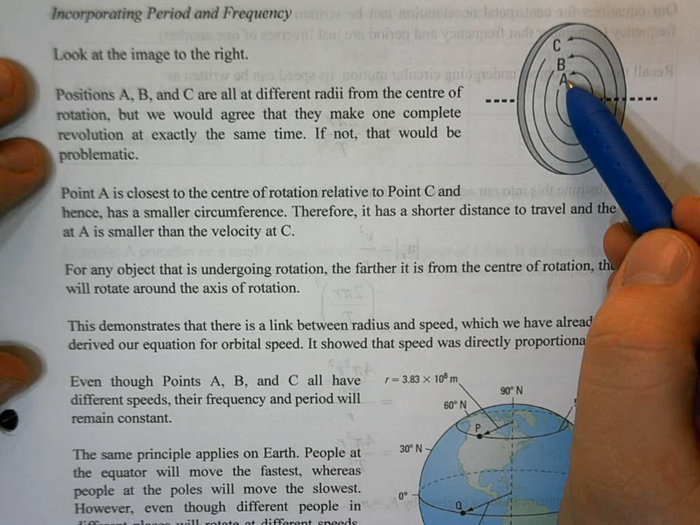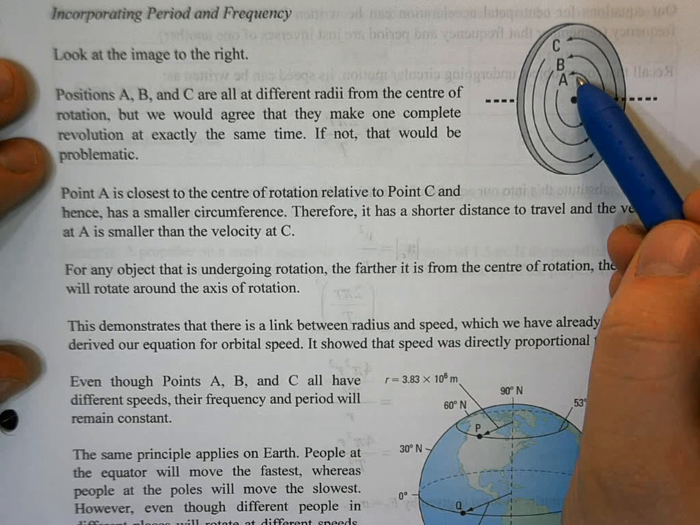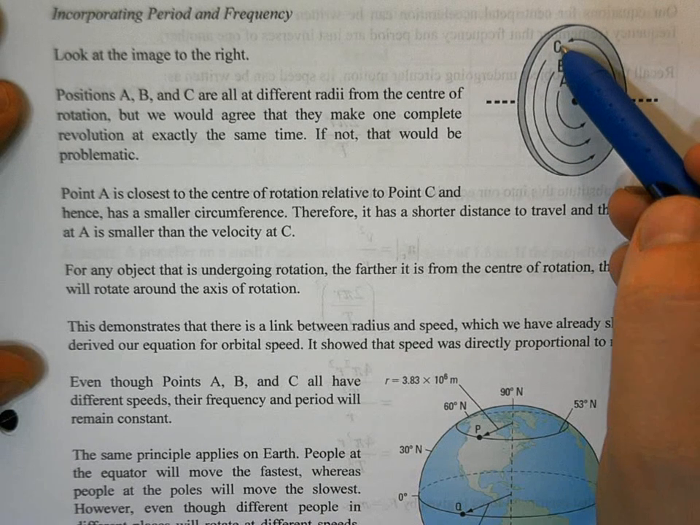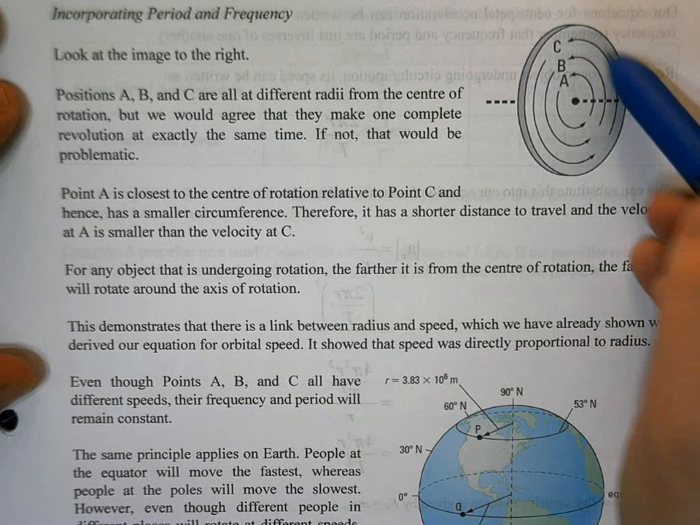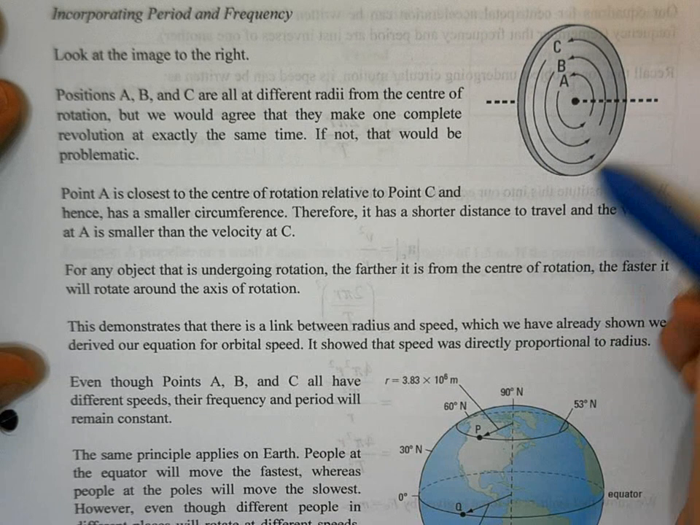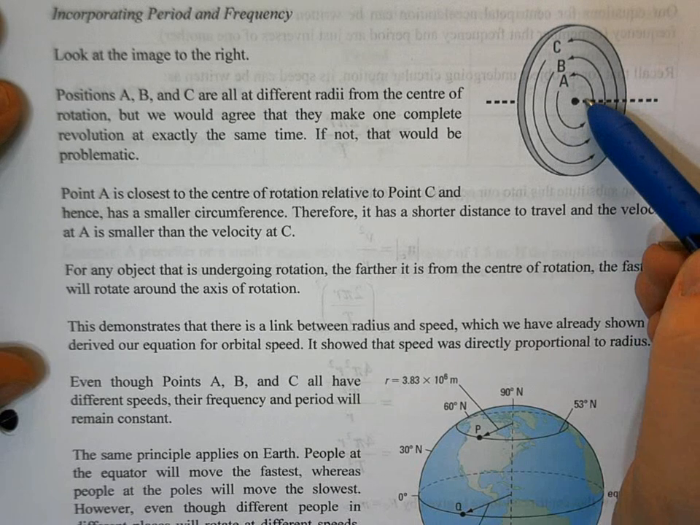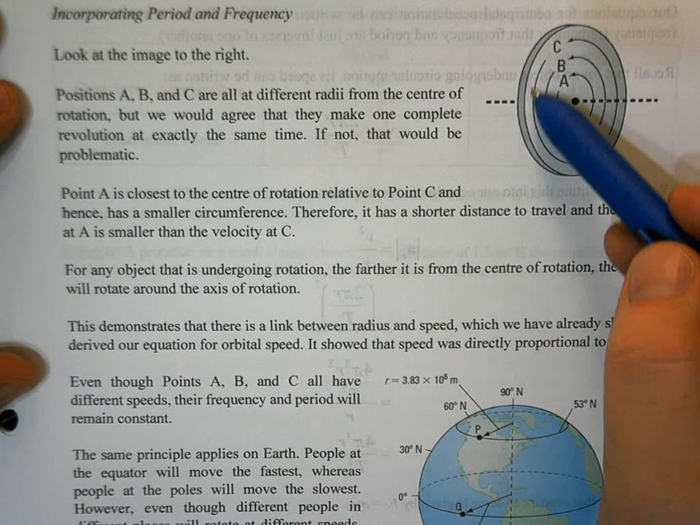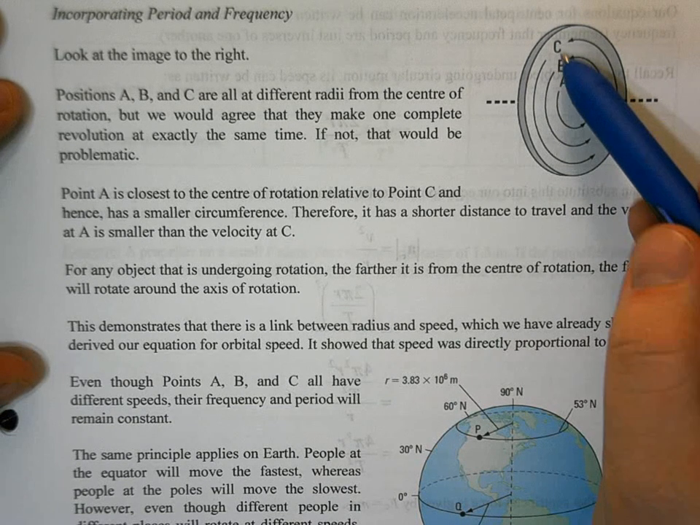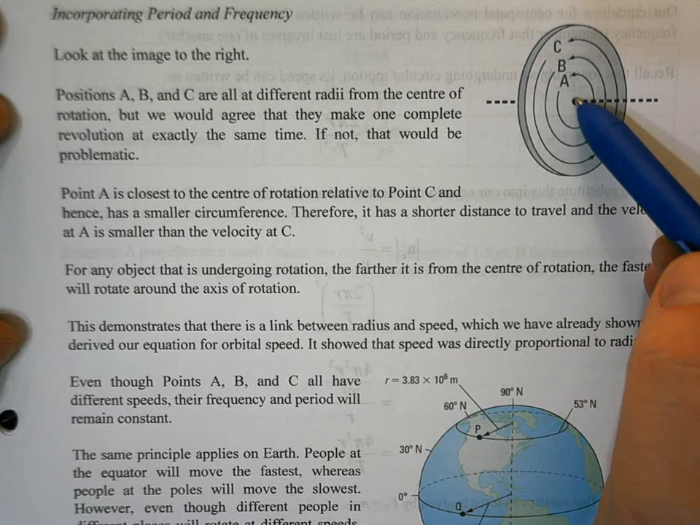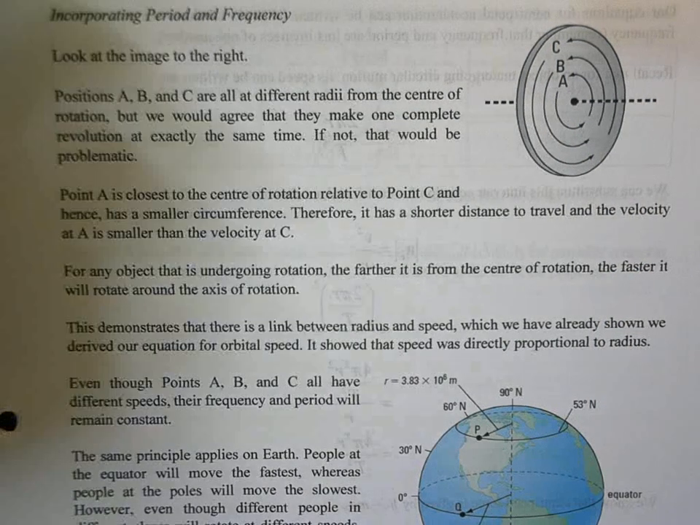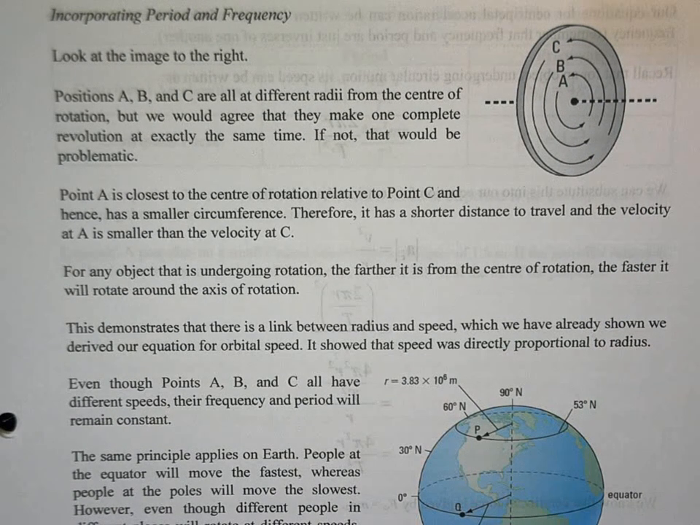Because if you're at A, you only have to go this distance around in the same time that C has to go this entire distance around. So C has to cover way more ground in the same time that A has to cover this little bit. So C is going to rotate faster than A. So they'll have different rotational speeds. The further out you go, the faster your rotational speed is going to be, but they will all have the same period and the same frequency.